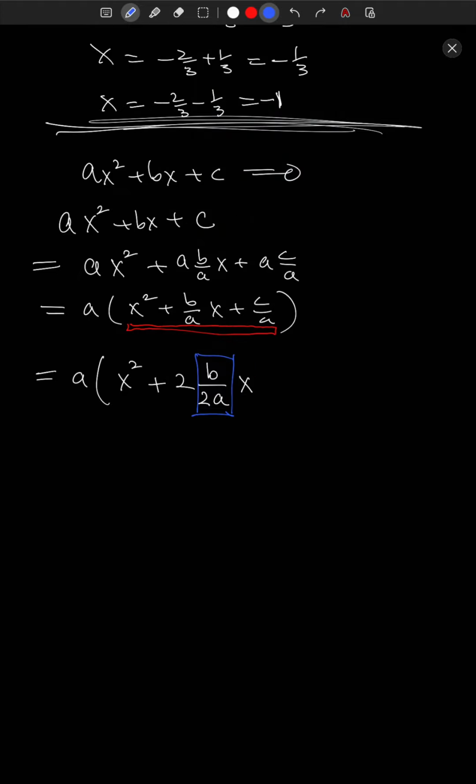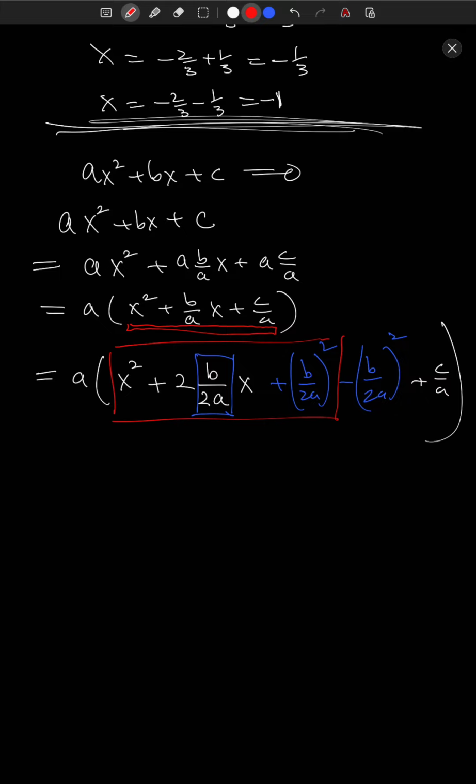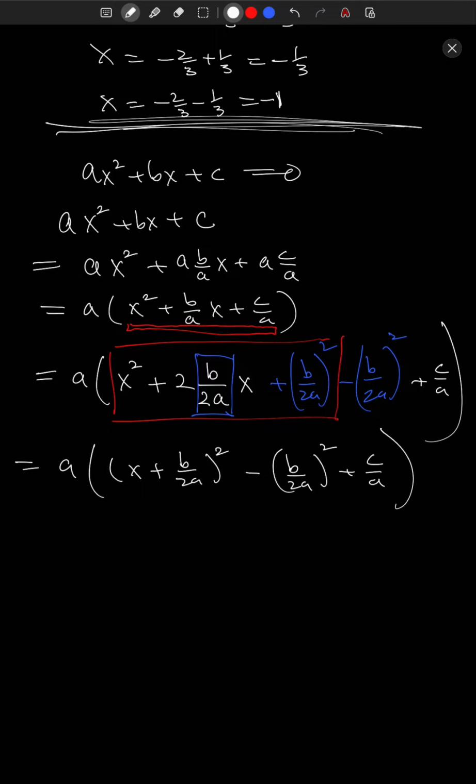Actually, let me do it in a different color. So plus b over 2a squared minus b over 2a squared, right? So that's the guy I fabricated. And then I still have this c over a coming along for the ride. All right. And again, the entire point here is that these 3 guys go together really nice. This is a x plus b over 2a whole thing squared, and then minus b over 2a whole thing squared plus c over a. All right.